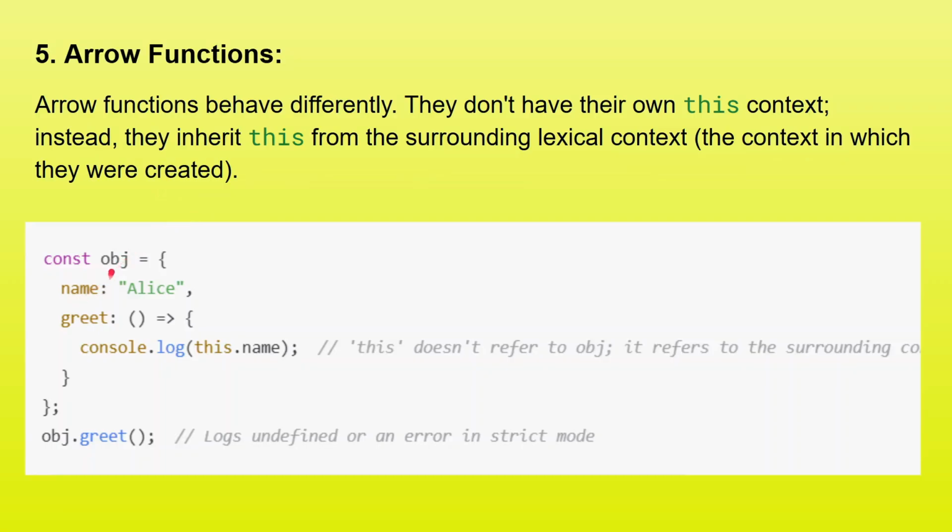Look here, we have an object, and we have properties name and greet. In greet, we have an arrow function which prints console.log this.name. So this does not refer to the object, it refers to the surrounding lexical object. So object.greet logs undefined, or an error in strict mode.